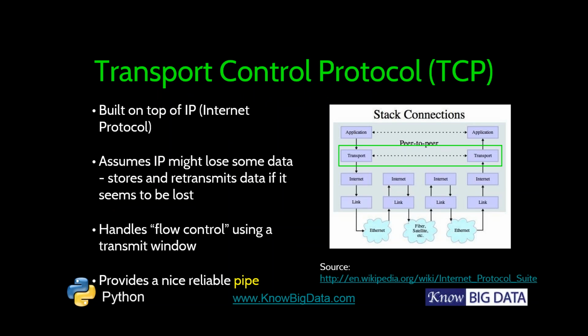A very simple part of the TCP protocol. What does that signify? Transmission control protocol is built on top of IP. It assumes that IP might lose some data. So TCP is a reliable one, whereas UDP is unreliable. Because it assumes that IP might lose some data, it stores and retransmits the data if it seems to be lost.